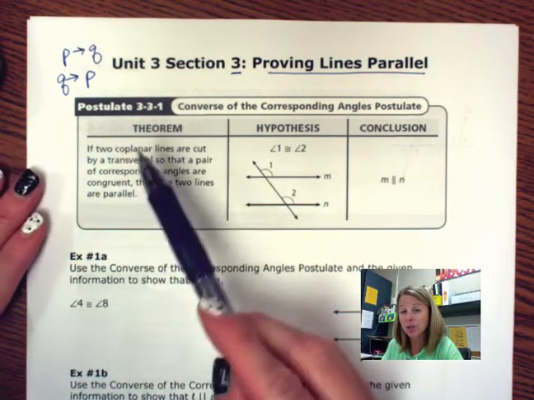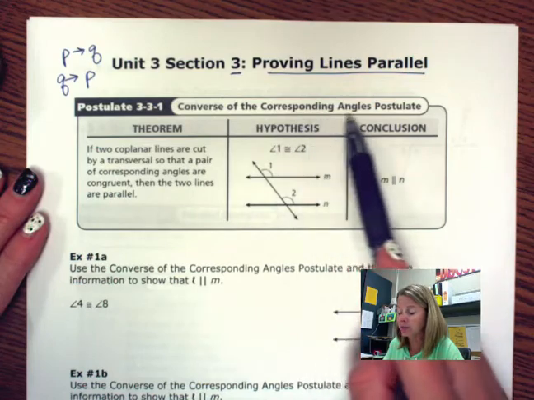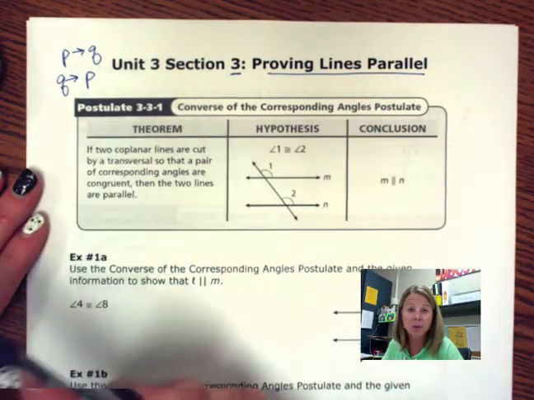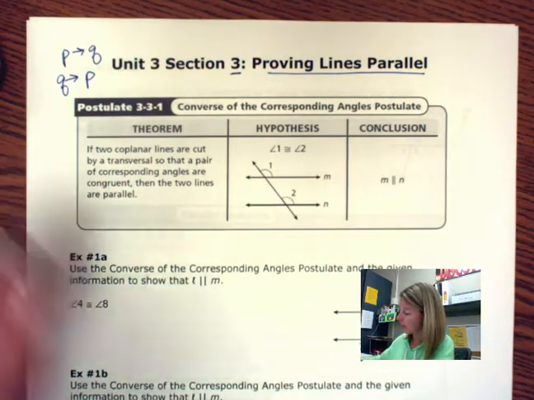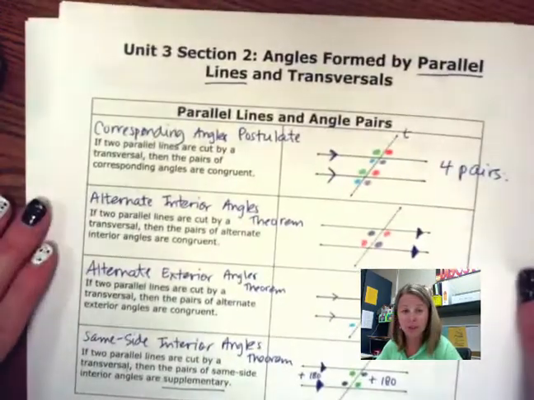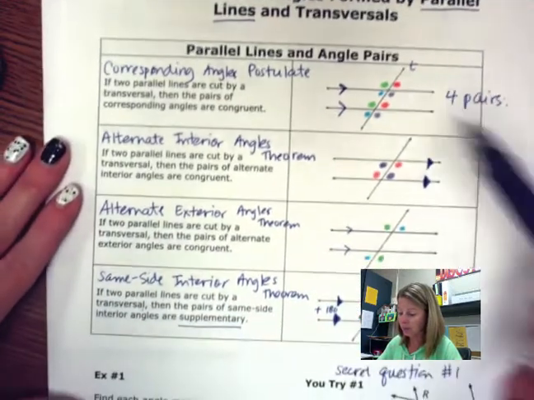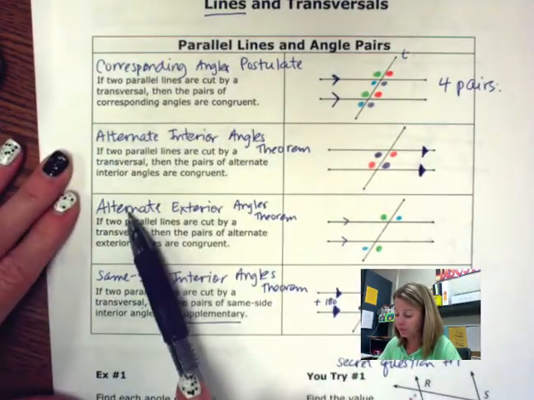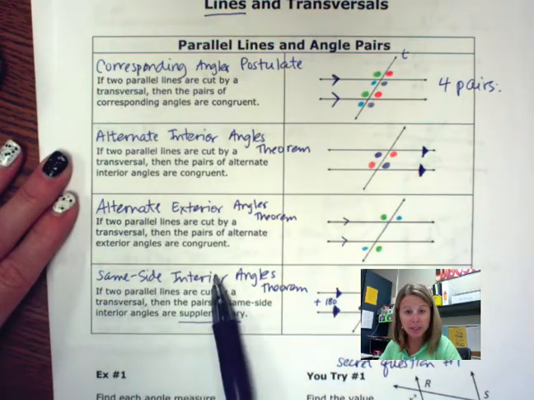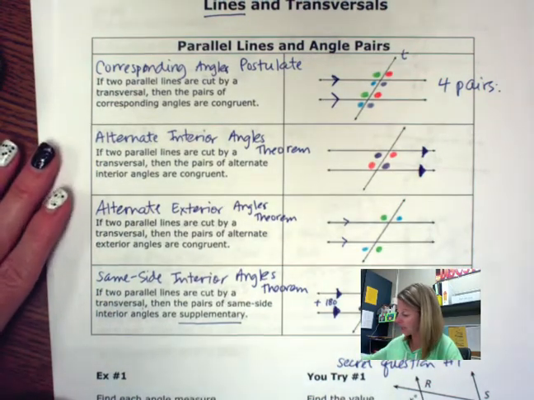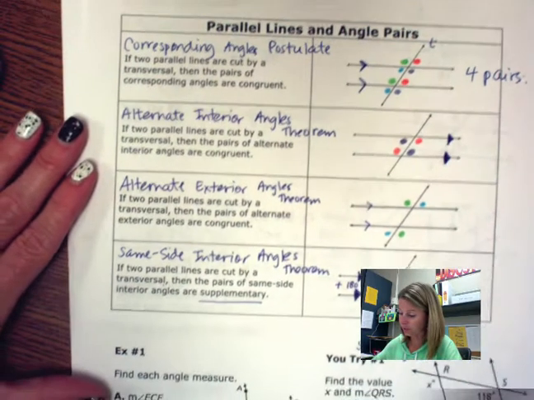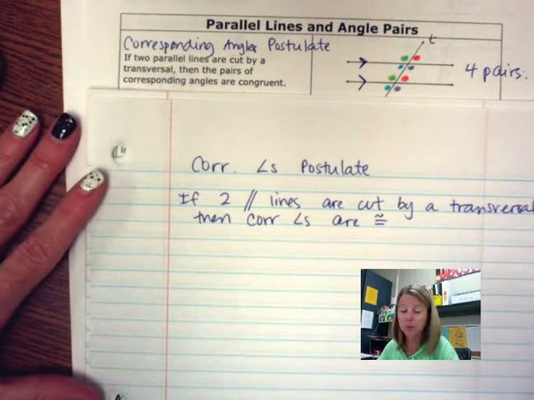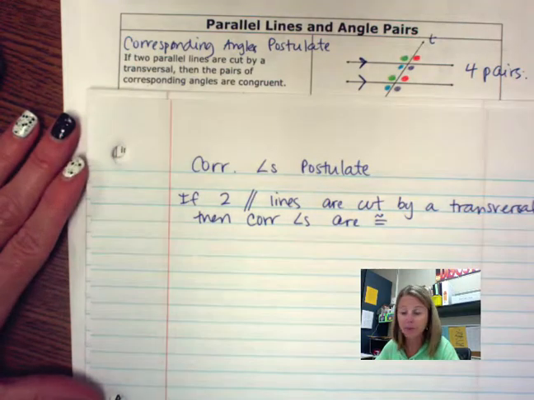What I want to show you is that these new theorems and postulates today are simply the converses of the four we just studied. So I went back to our notes from the other day, and remember we took notes over corresponding angles postulate, alternate interior, alternate exterior, and same side interior. I grabbed the first postulate. You don't have to write this down, I just want you to listen because this will help you understand more where these come from.